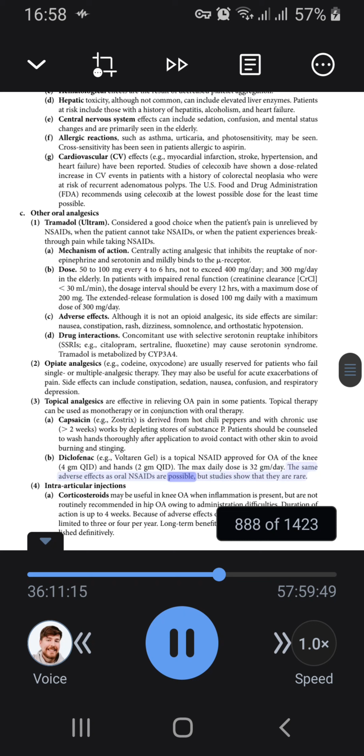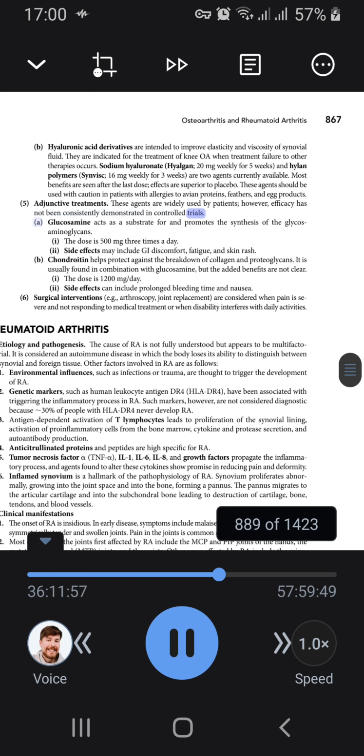Adjunctive treatments. These agents are widely used by patients. However, efficacy has not been consistently demonstrated in controlled trials. Glucosamine acts as a substrate for and promotes the synthesis of the glycosaminoglycans. The dose is 500 mg 3 times a day. Side effects may include GI discomfort, fatigue, and skin rash. Chondroitin helps protect against the breakdown of collagen and proteoglycans. It is usually found in combination with glucosamine, but the added benefits are not clear.